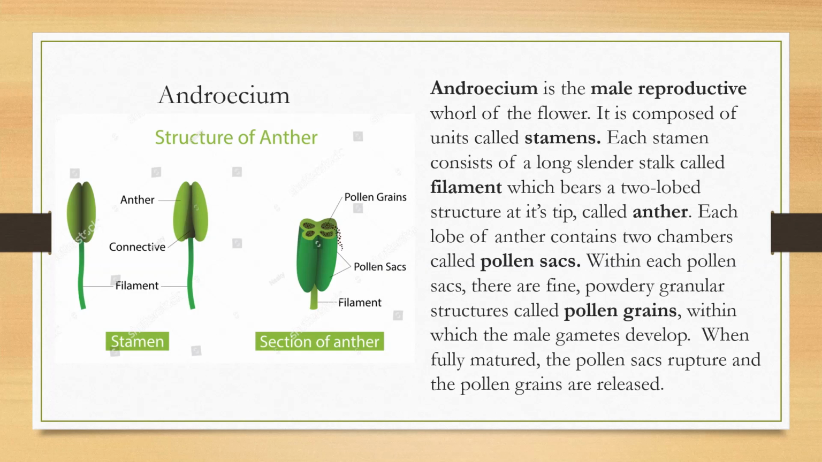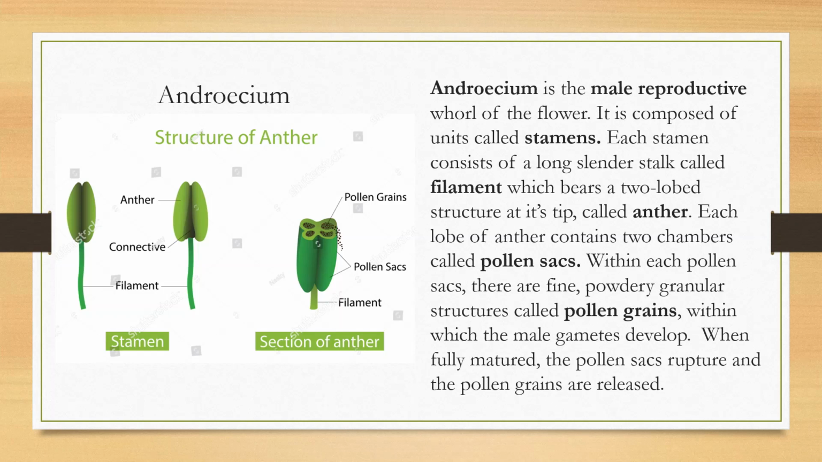Then we come to the third whorl, that is androecium, which is also one reproductive part of the flower. This is the male reproductive part. Androecium is composed of units called stamens. Each stamen consists of a long, slender stalk called filament, which bears a two-lobed or bilobed structure at its tip that is called anther. Filament is connected to anther by a very small structure that is called connective.